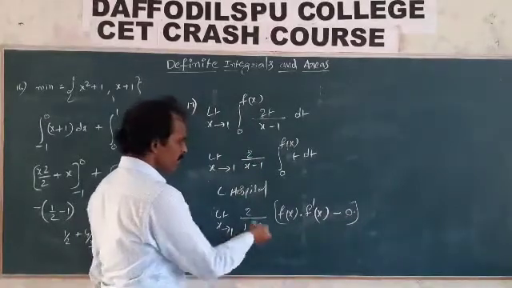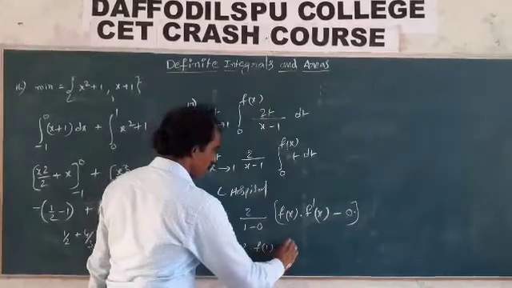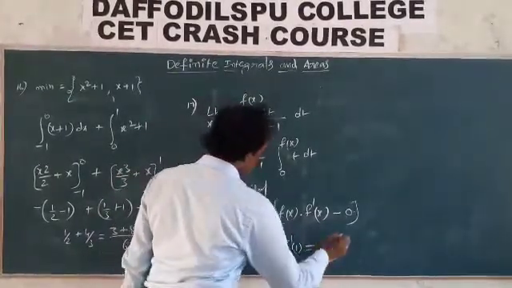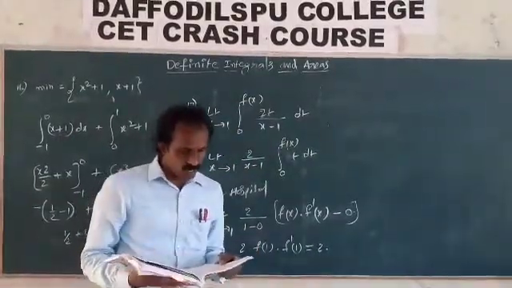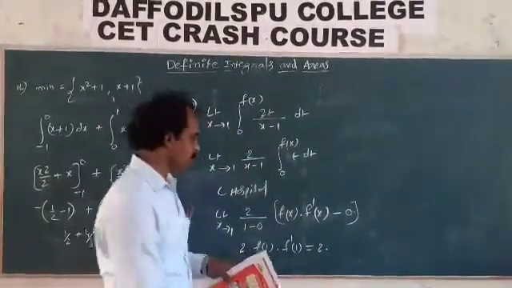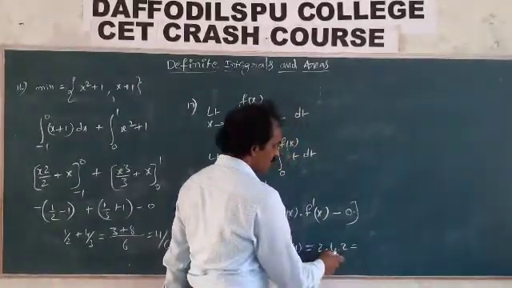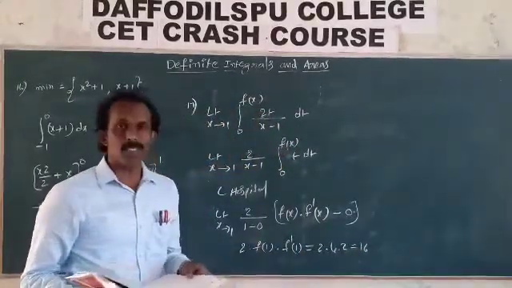Now x tends to 1, you substitute: 2 f of 1 f dash 1, which is equal to f of 1. The f of 1 value and f dash 1 value are given. f of 1 value is 4, f dash 1 value is 2. So 2 4s, 8; 8 2s, 16. 16 is the answer. First option is the correct answer.